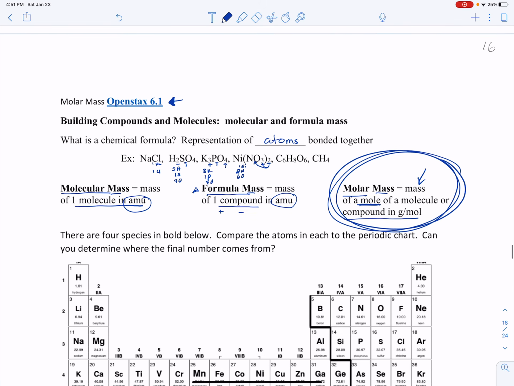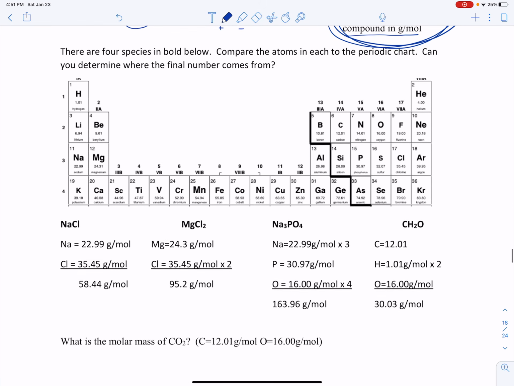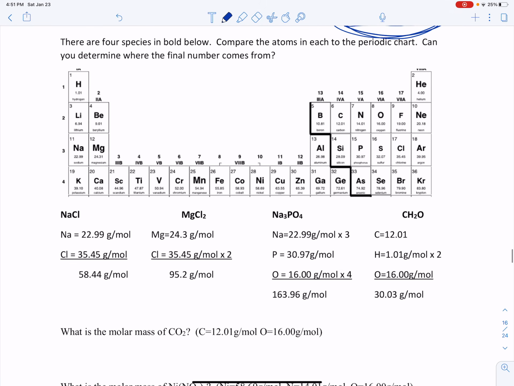All right, so there are 4 species in bold below. Compare the atoms to the periodic chart. Determine where the final number here comes from.